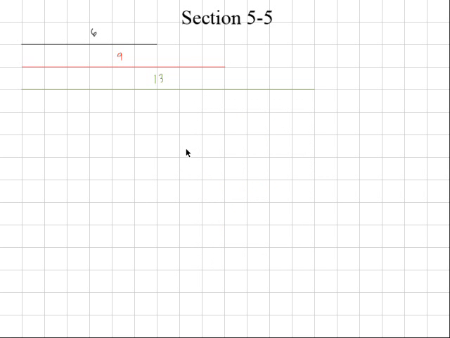All right, so what has to happen? Well, I've got one right here. So this black one is 6, the red one is 9, and the green one is 13.